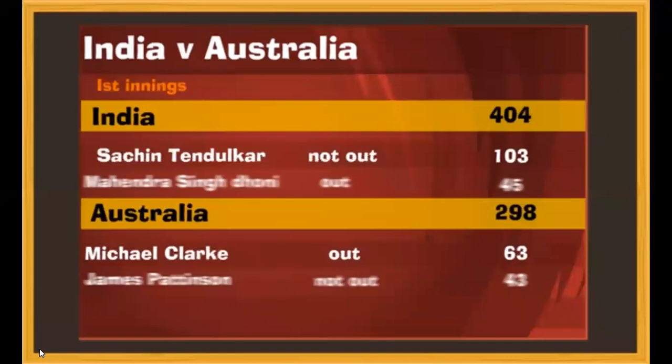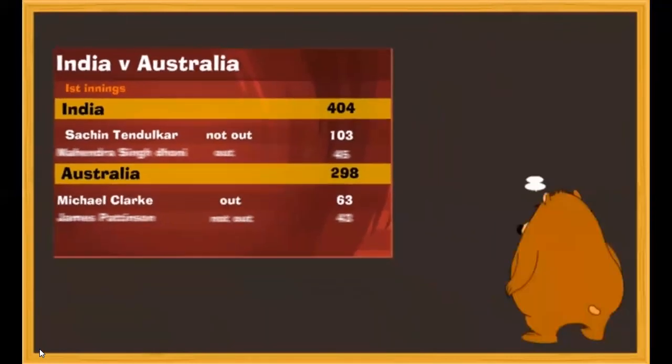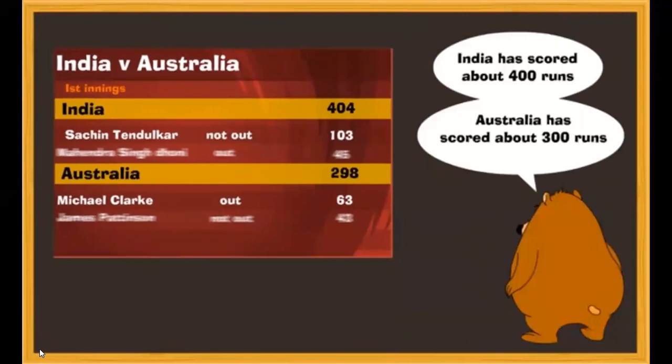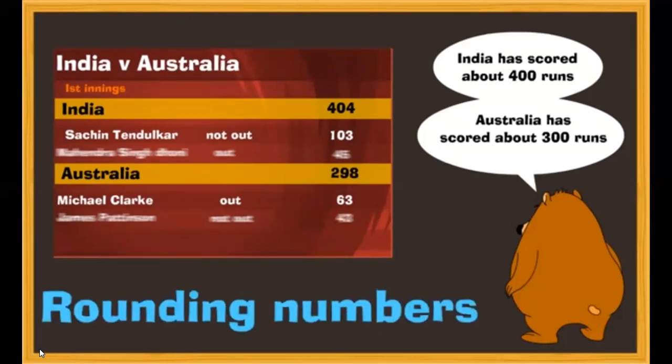Did you notice something strange? Is Balu reading out the wrong scores? Does he want to fool Hop? No, Balu is not wrong. He is just doing something known as rounding off. Sometimes, for the sake of convenience, instead of stating the exact number, we round it off to the nearest multiple of 10 or 100 or even 1000. This is known as rounding numbers.